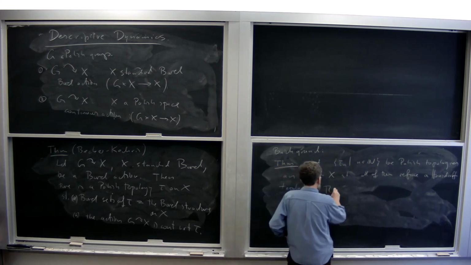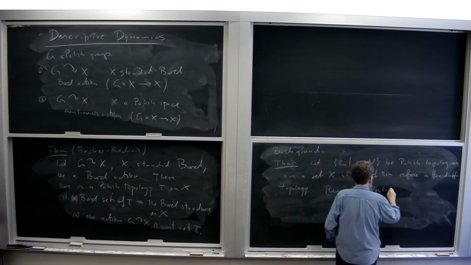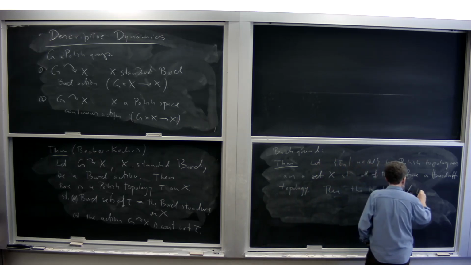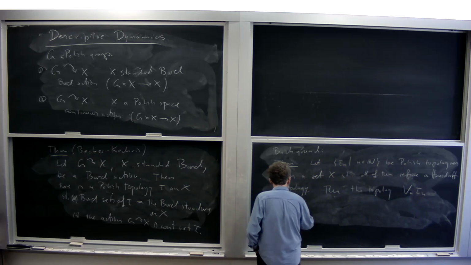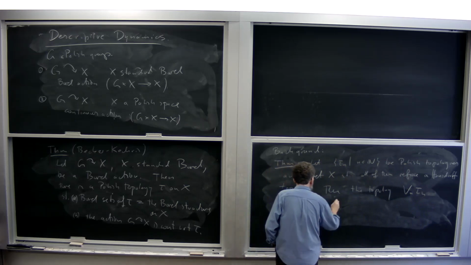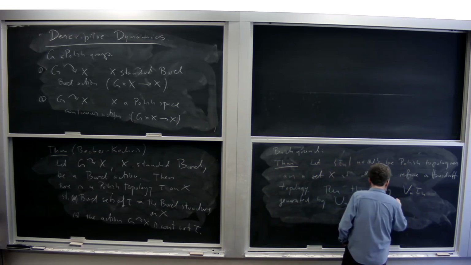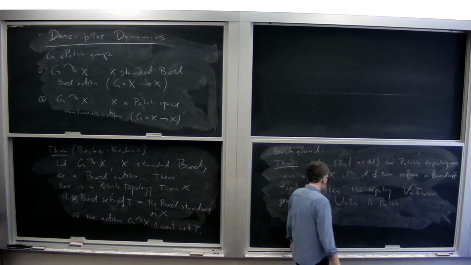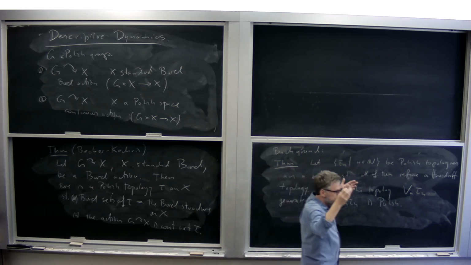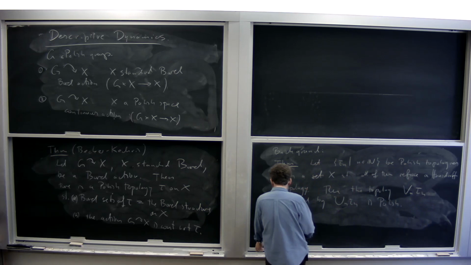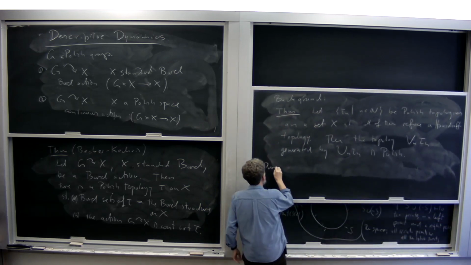Then the topology generated by the union over n of tau n is Polish. So as you increase the topologies, you can take the supremum, and it's nice. It's good to know this in the abstract like that.